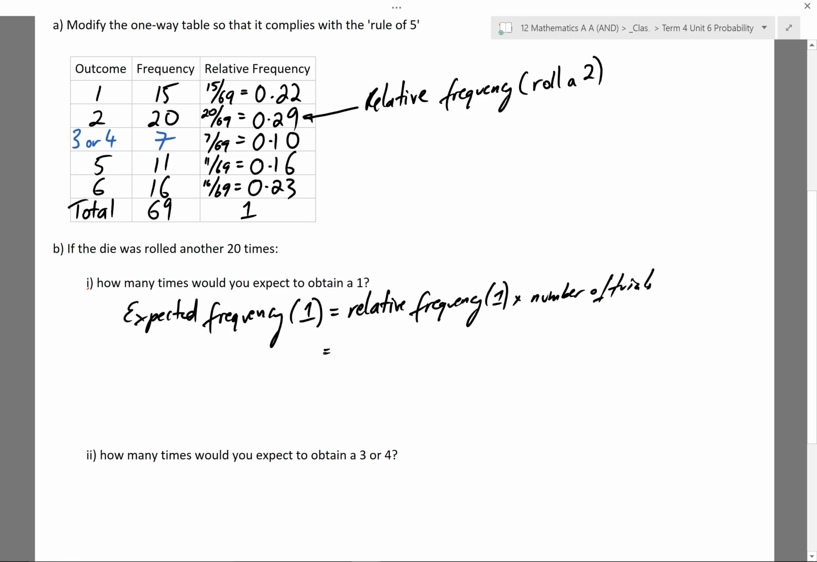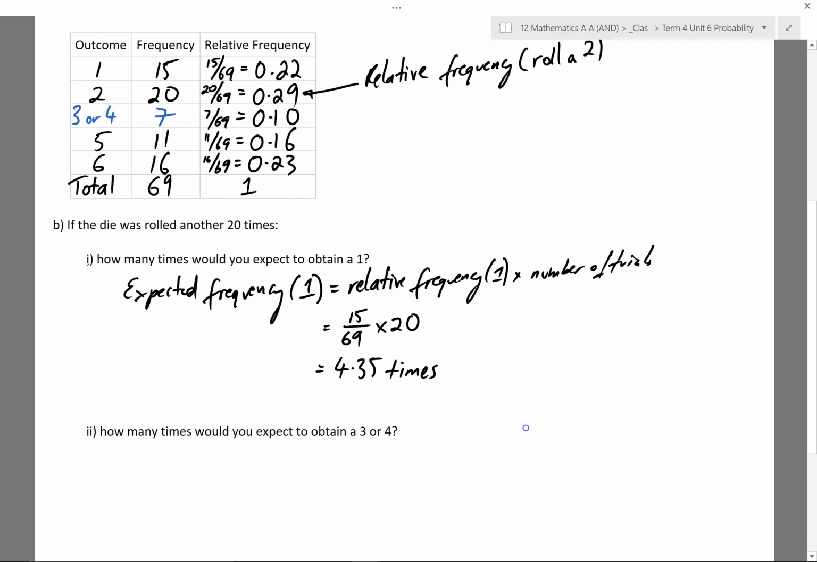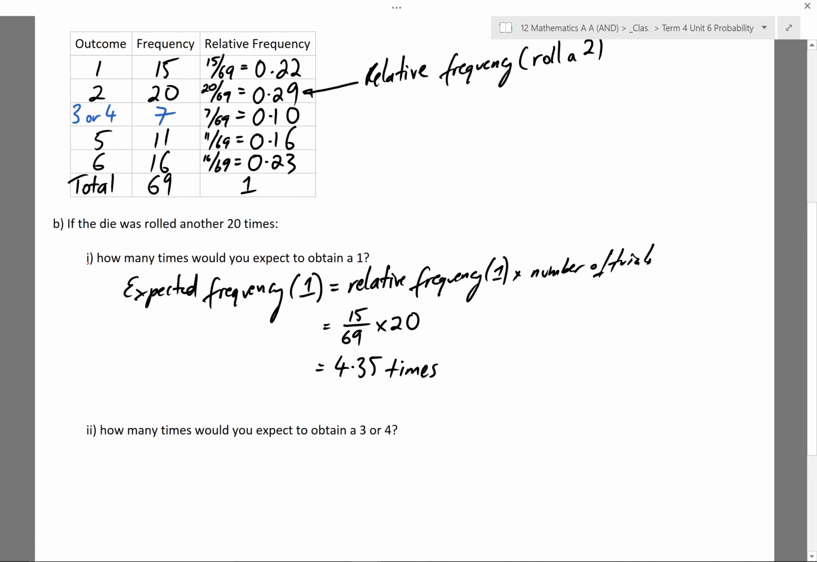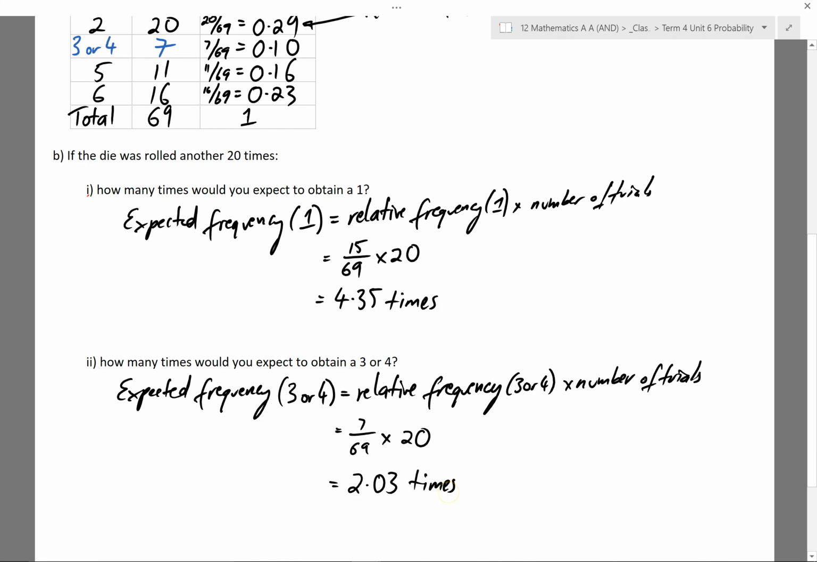Relative frequency of getting a 1 is 15 on 69. And I'm going to do another 20 trials. I expect to get it 4.35 times. That is the number of times I would expect to get a 1 in the next 20 trials. In a similar way, I can find how many times I'd expect to get 3 or 4, just using that third row in the table. You can do that one by yourself, about 2 times in the next 20 rolls.